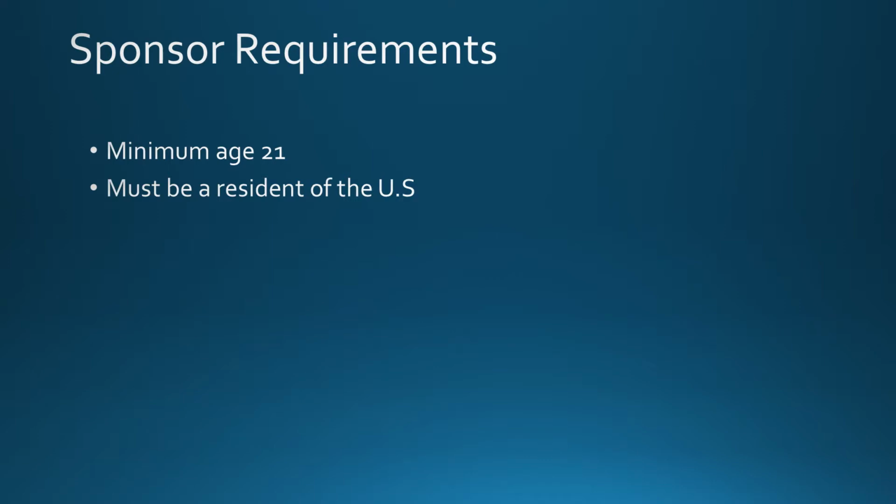In order to sponsor an immigrant coming in under the family-based immigrant visa categories, you must be a U.S. citizen, 21 years or older to file a petition for siblings or parents. As a sponsor and petitioner, you must also be a resident of the United States.